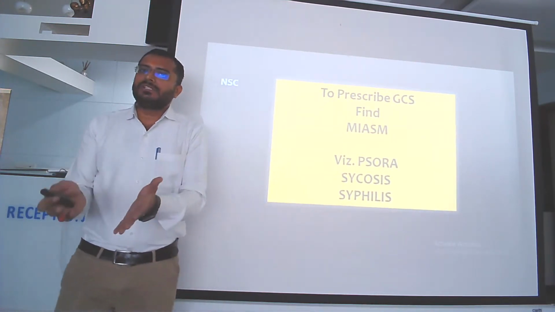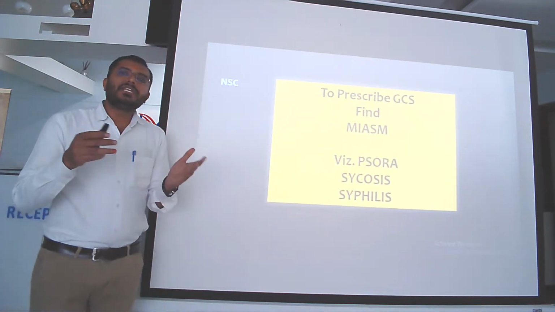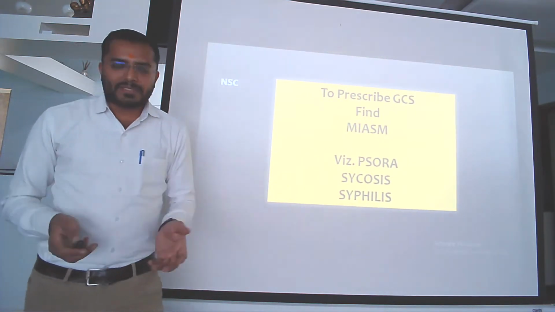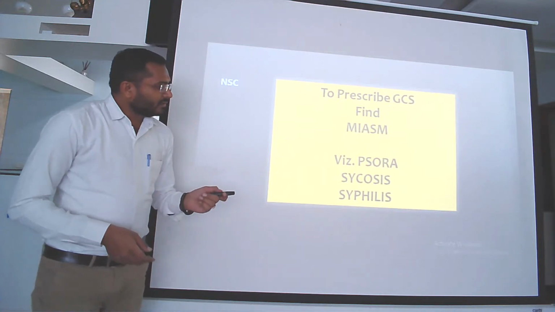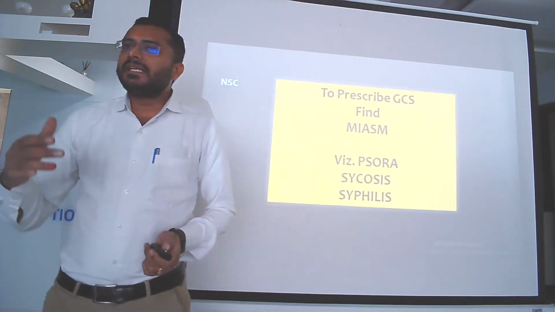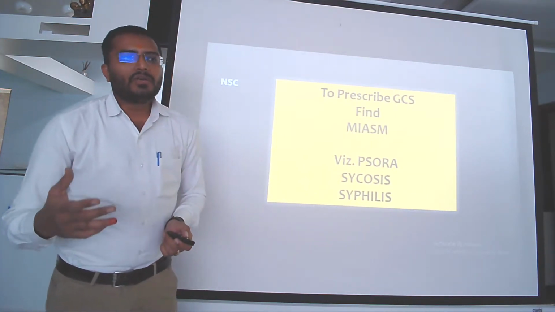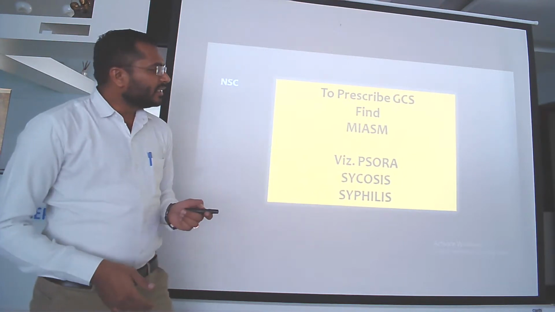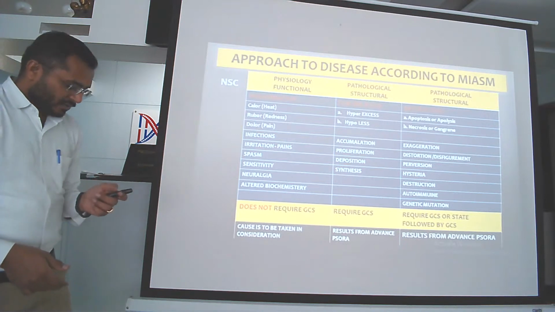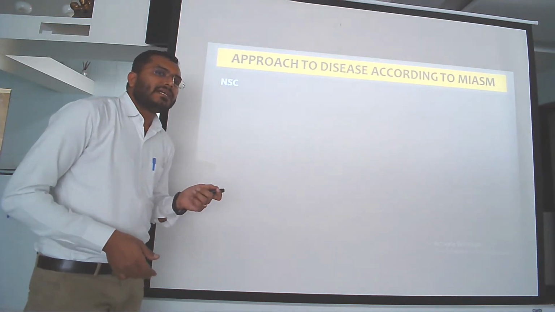So to prescribe the GCS, we need to know these things, and we need to know the need and sensitivity. This is the necessity of the topic. Now, see, in every miasmatic process there is a specific approach, and if you prescribe according to the approach, you have wonderful results. So I am sharing with you one of the best charts Sir has proposed, this approach to disease according to miasm.